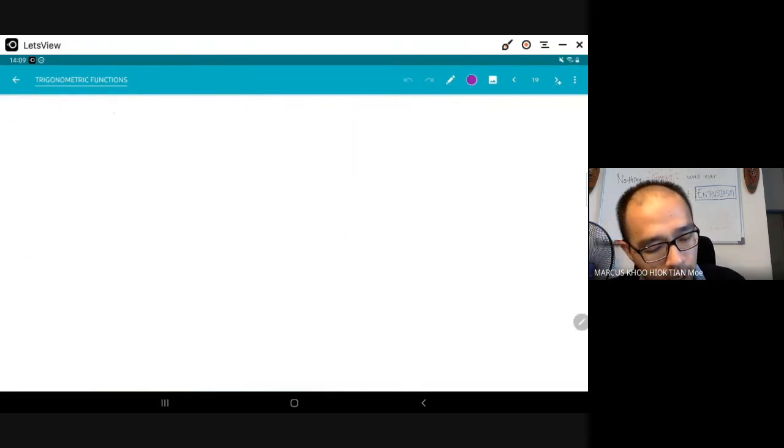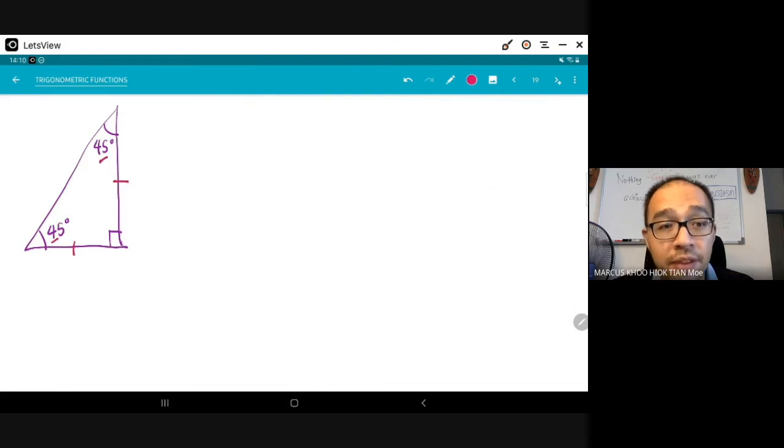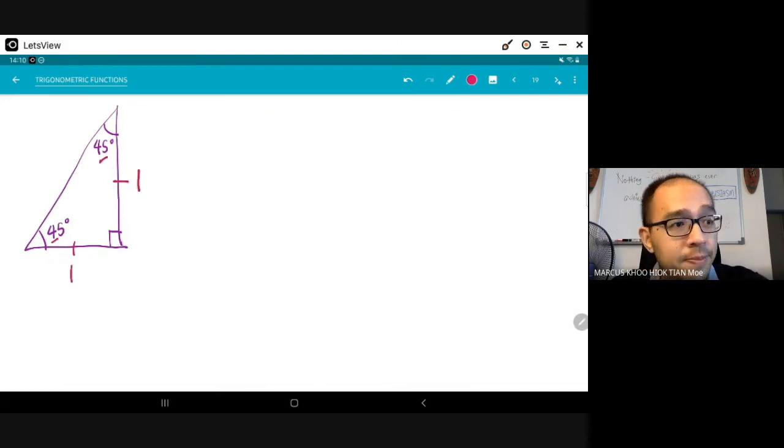If let's say I have a triangle like this, but both these angles are 45 degrees. Since both are the same angle, that means this side and this side must be the same length. It is an isosceles triangle, which is a triangle with two equal sides. So let's say this is length 1, this is length 1. How much is my hypotenuse? Square root 2.